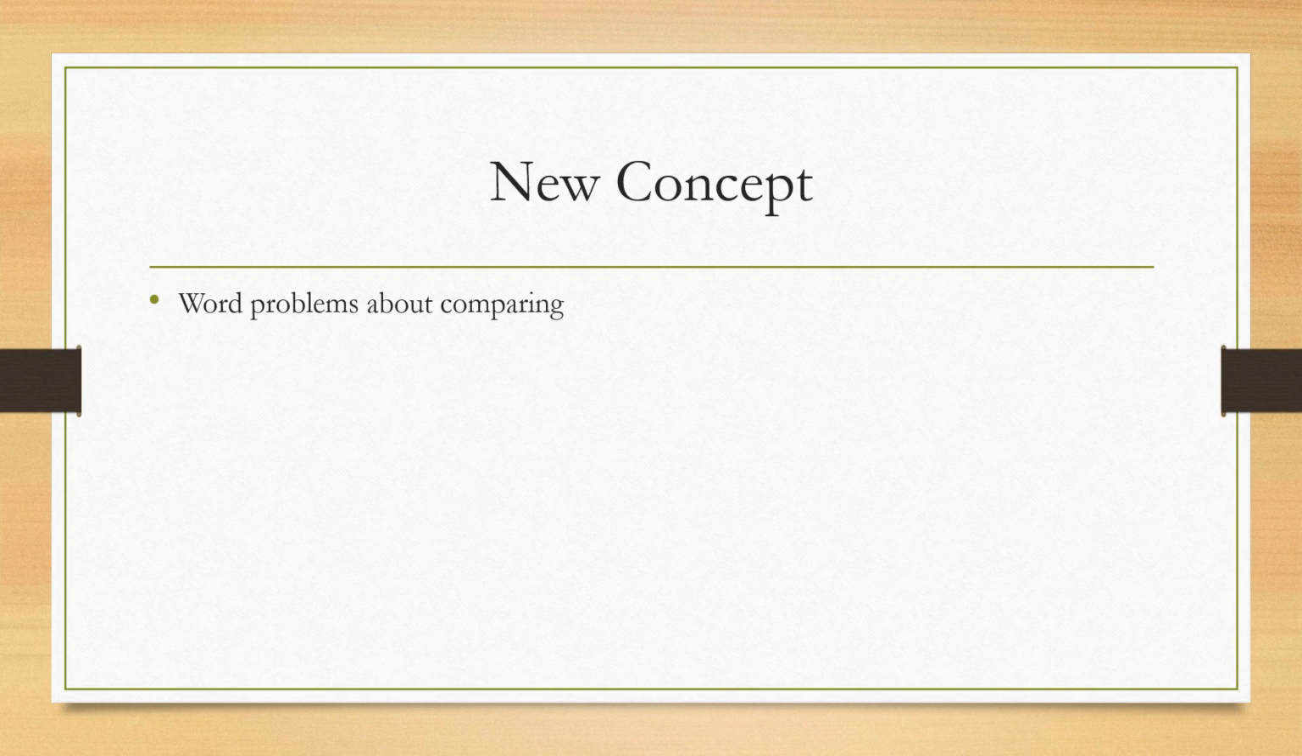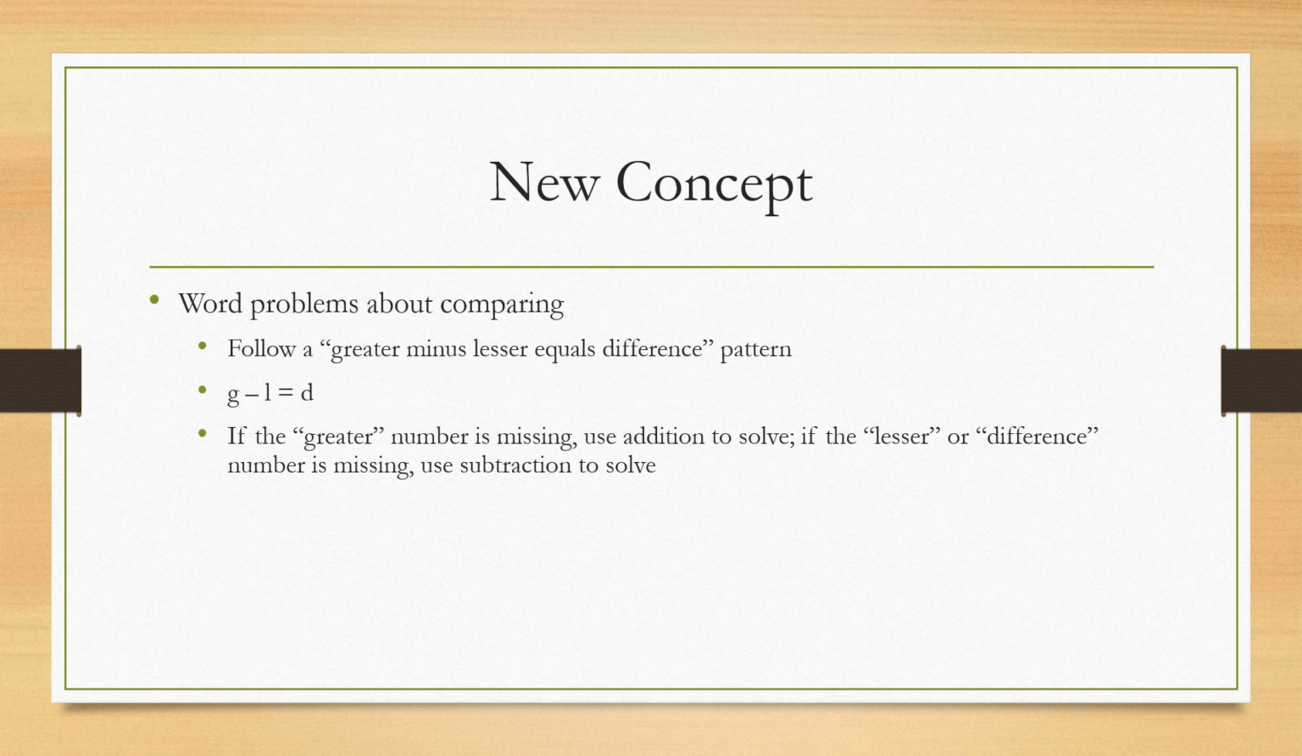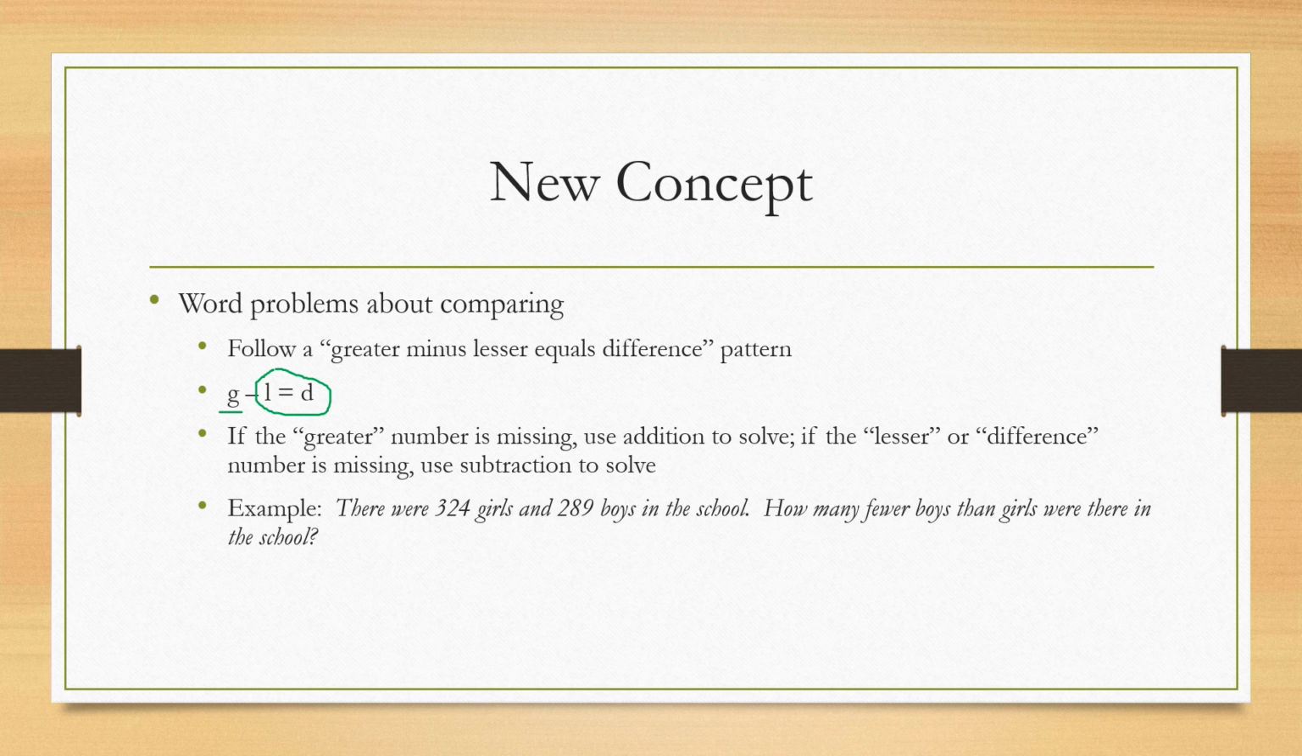So let's look at word problems about comparing first. These follow a greater number minus lesser number equals difference pattern. And there that is abbreviated with some letters. So if we're missing the greater number, that first number, we have to add to solve. This is just like missing numbers in subtraction. If you're missing the first number in subtraction, you have to add because that first number has to be bigger than the other two. If you're missing either of the other two numbers, the lesser or the difference, then you subtract to solve.